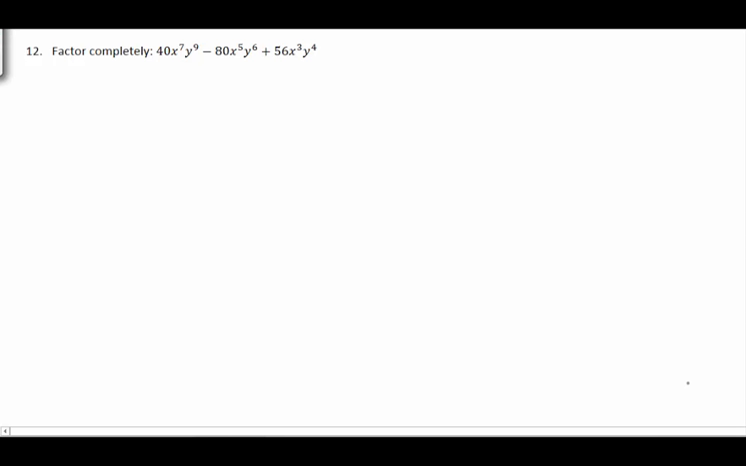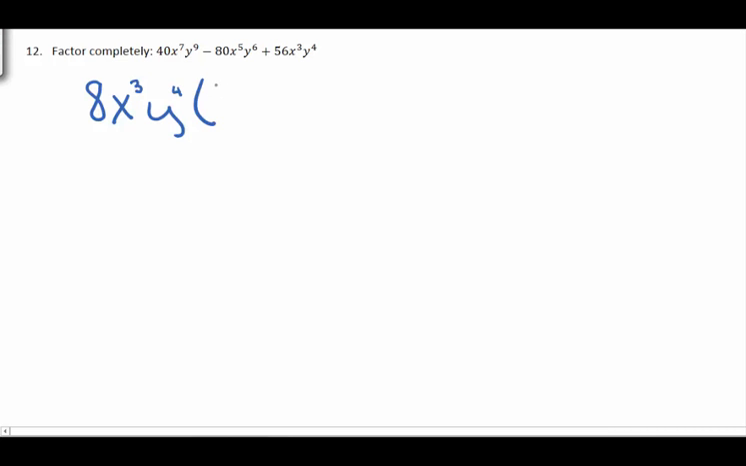Number 12 wants us to factor. So anytime we're factoring, the first step would be to figure out what they have in common. 40, 80, and 56 have an 8 in common, so we'll factor that out. They also all have an x, and we'll look at the lowest exponent on the x, which is 3. The lowest exponent on the y is 4.